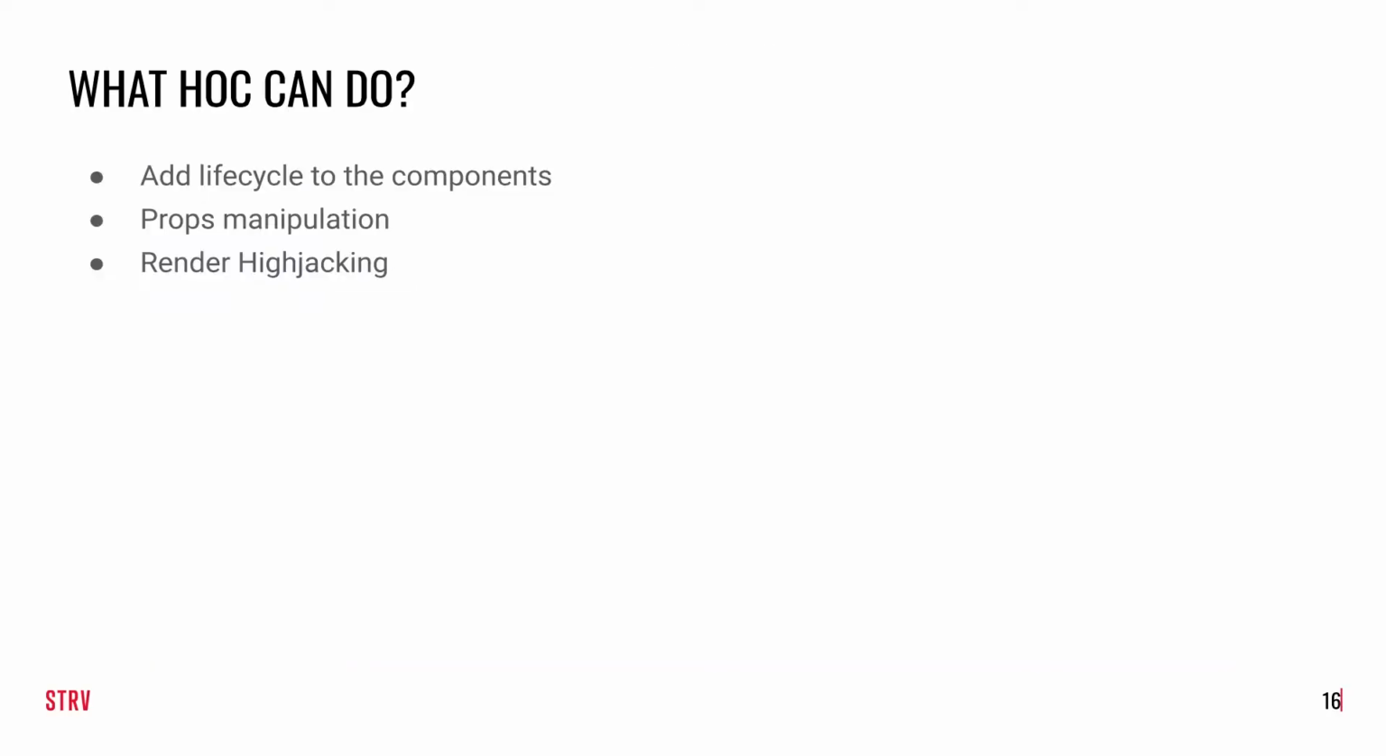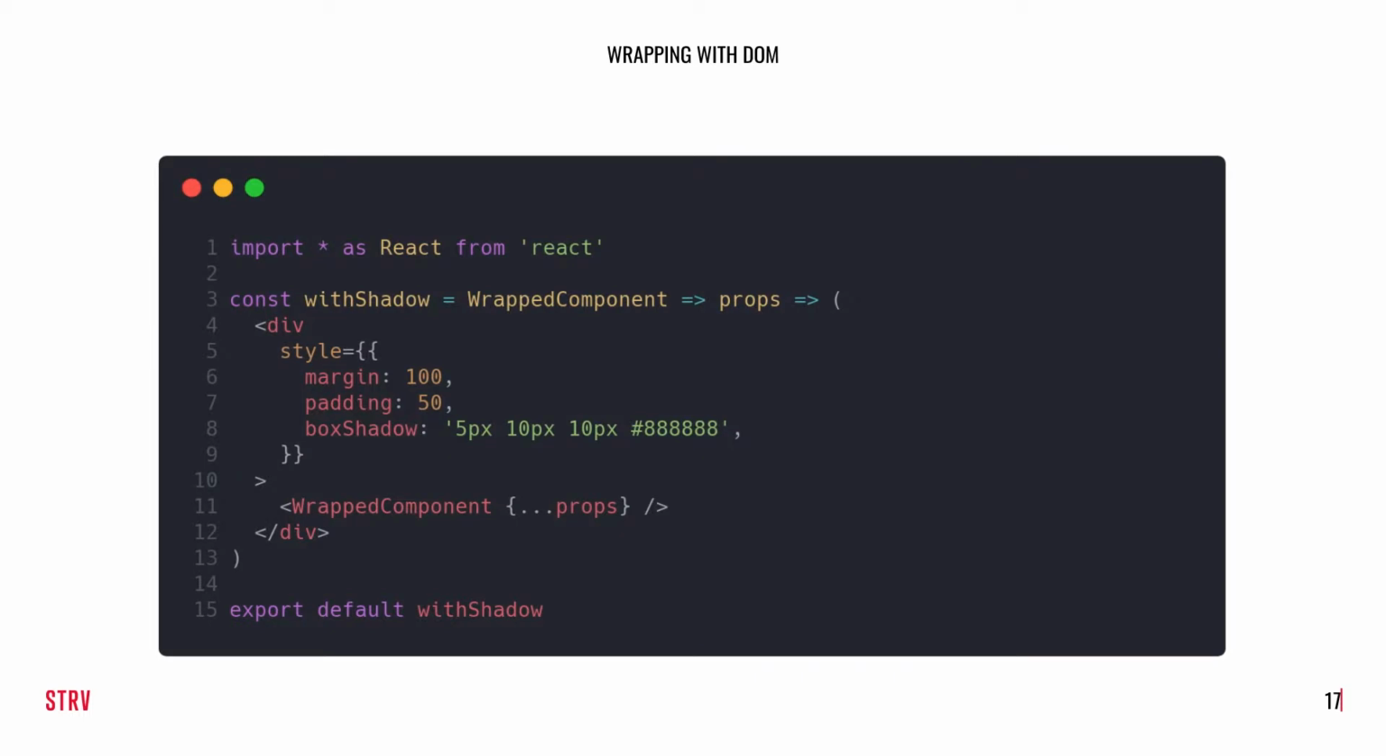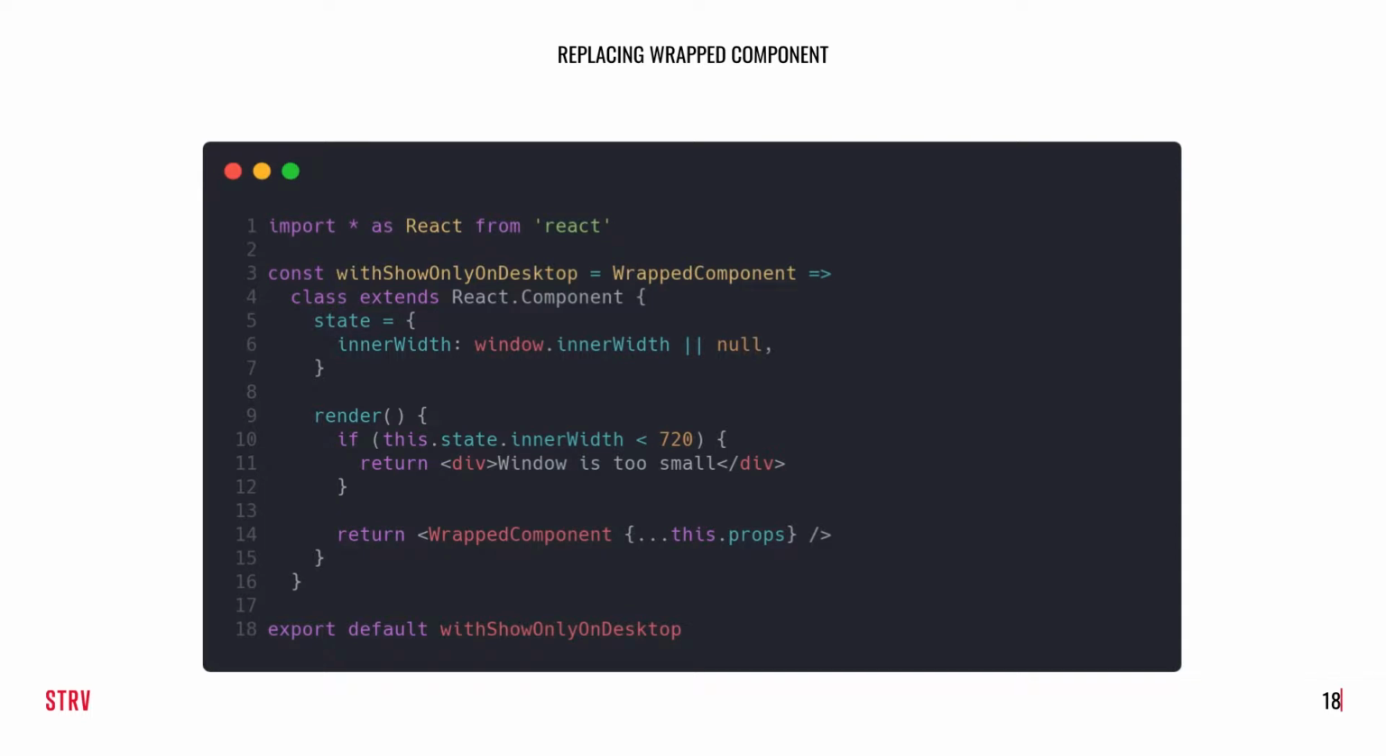Another thing is render hijacking. So in your higher order component, you can render anything you want besides that wrapped component. So you can add any div or add some conditional rendering and just render anything else than the component that's wrapped.